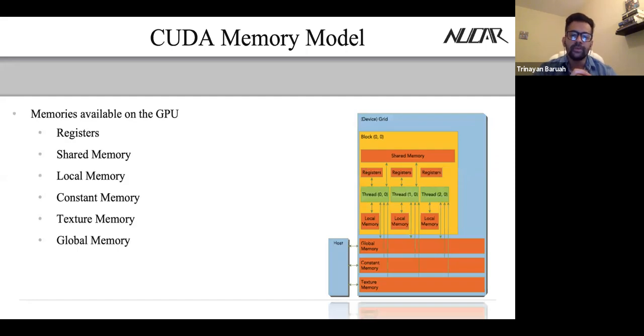So the different types of memory available on the GPU: the first is registers, on the right hand side here. And then there's shared memory, local memory, global, constant, and texture memory. We'll discuss each of these memories, what they mean, and how they are used in a typical GPU program.